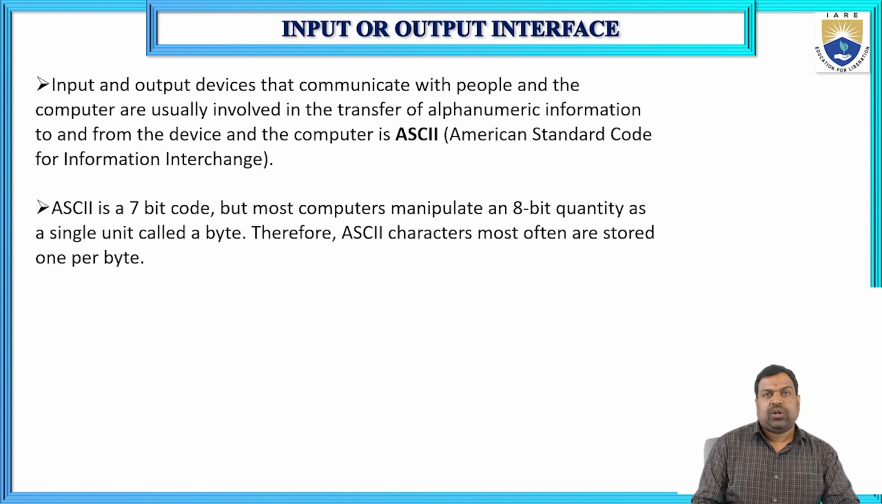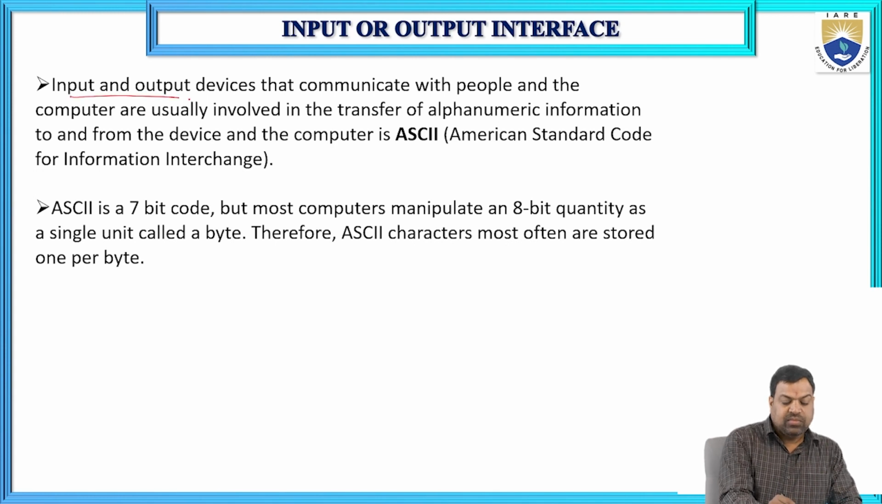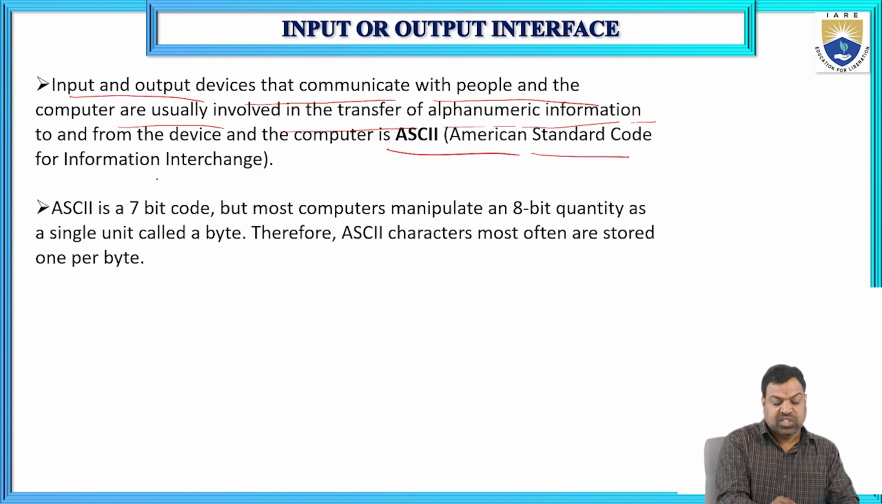The input and output devices that communicate with the people and the computer are usually involved in the transfer of alphanumeric information to and from the device, and the computer is ASCII, American Standard Code for Information Interchange. ASCII is a 7-bit code, but most computers manipulate an 8-bit quantity as a single unit called a byte. Therefore, ASCII characters most often are stored 1 per byte.